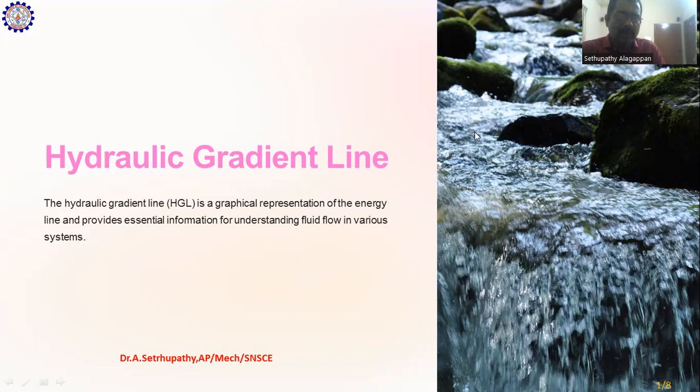The hydraulic gradient line is a graphical representation of the energy line. It shows the energy at the top surface of the fluid reservoir, how it goes to the bottom surface of the fluid reservoir, and how it changes at the outlet of the fluid. This graphical representation is included in the hydraulic gradient line.